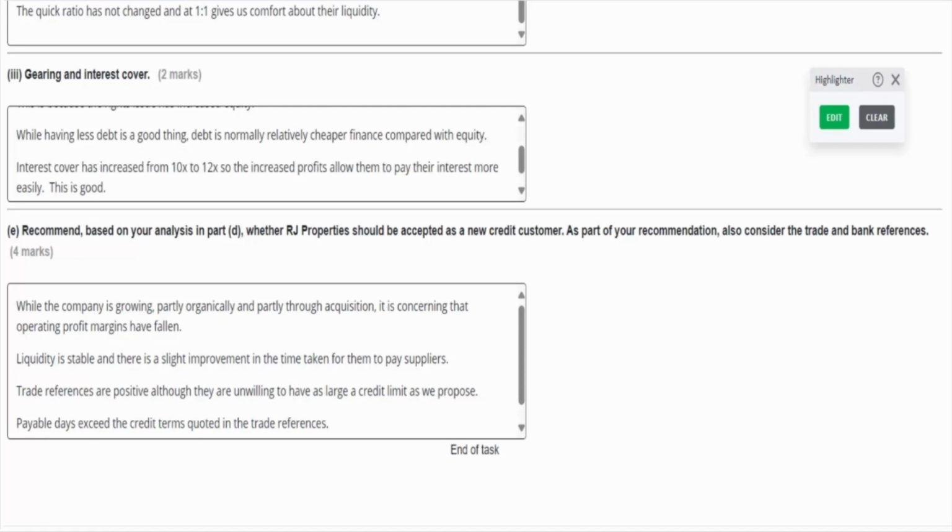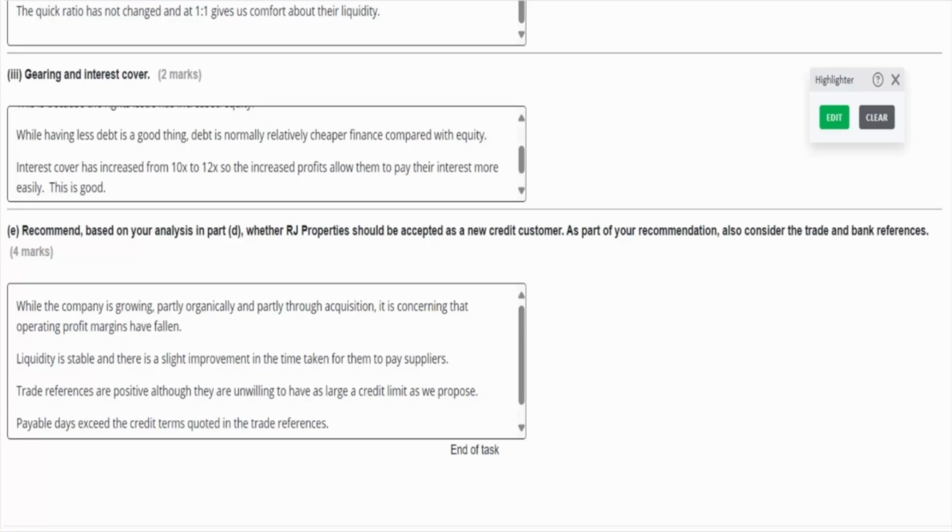Now notice that we've got some numbers here. So we've got 45 days, which is shorter than the 60 days that we're proposing, and also a credit limit of 150,000, which is also smaller than the 250,000 where we are proposing. What about reference 2? This is from Jubilee Bathroom Suppliers plc. So we have traded with RJ Properties for several years, and they have credit terms of 30 days, again shorter than the 60 days we're proposing, and a credit limit of 200,000, again smaller than the credit limit that we are proposing.